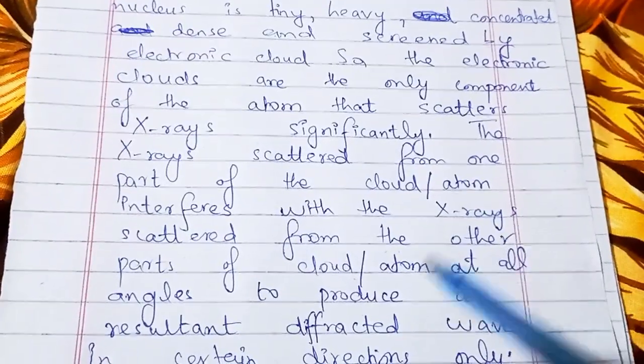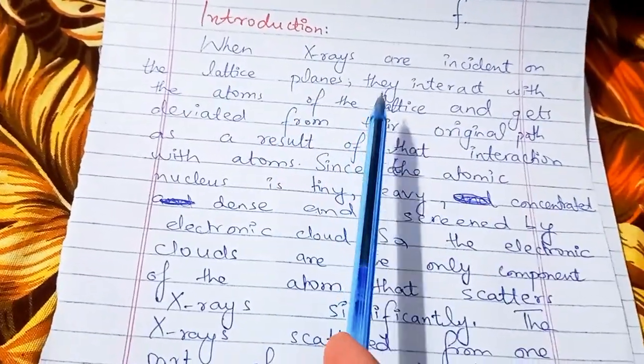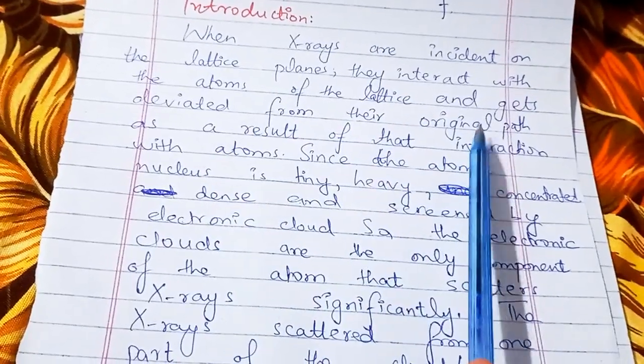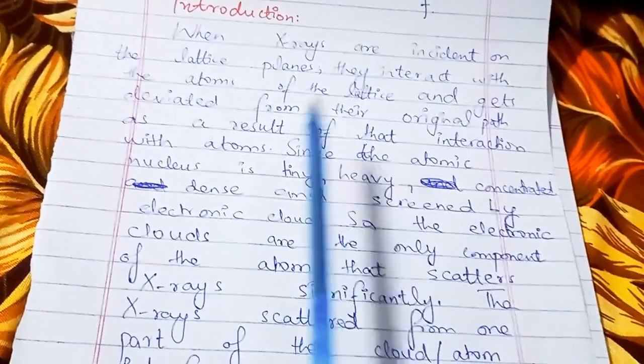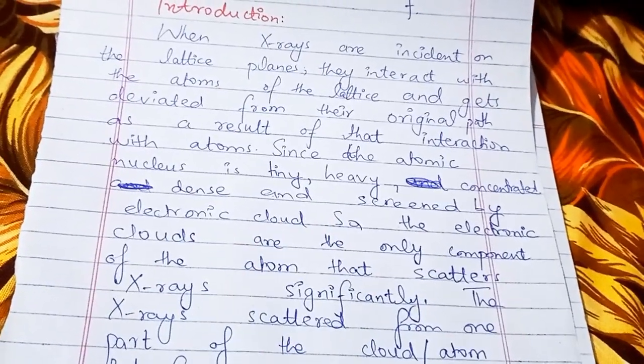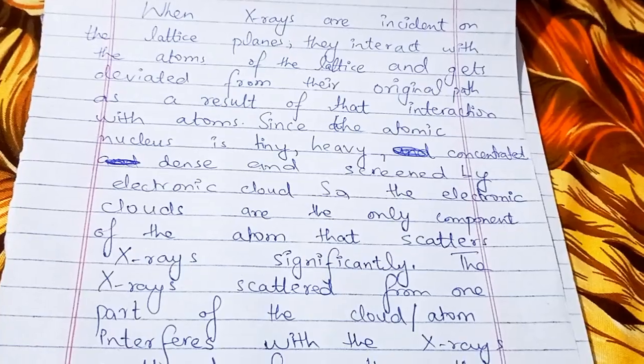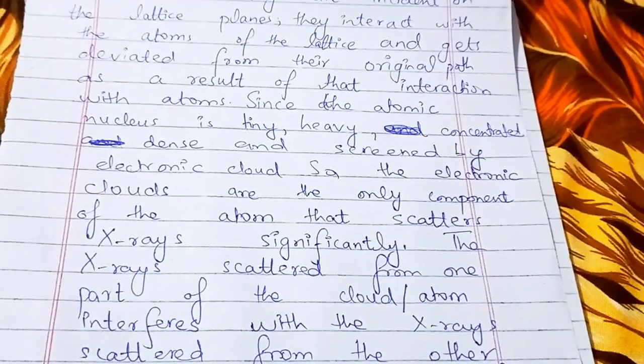Now what we are saying here is that first we said that what happens when X-rays are incident on the lattice planes, they interact with the atoms of the lattice. Okay, now let's consider a single atom. What happens with a single atom? And if we know what happens with a single atom, then we can tell about the other atoms as well, and then we can link it to the unit cell.